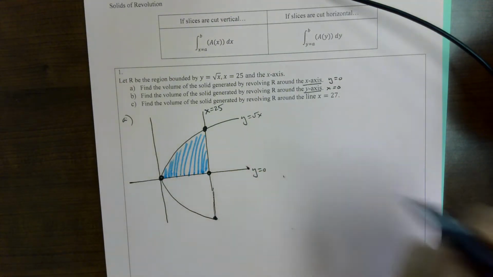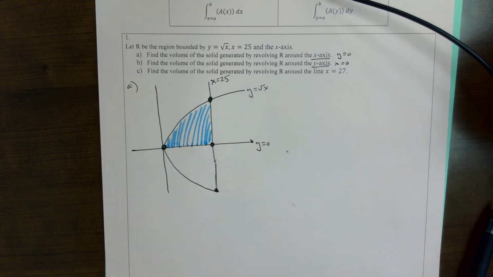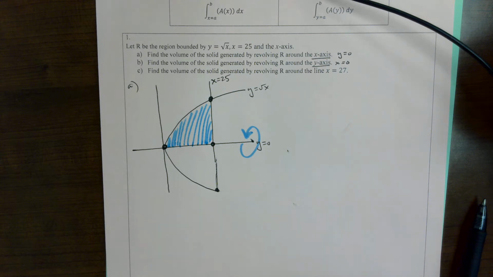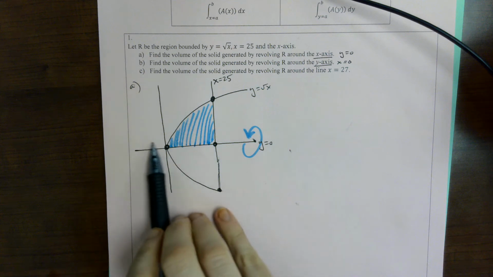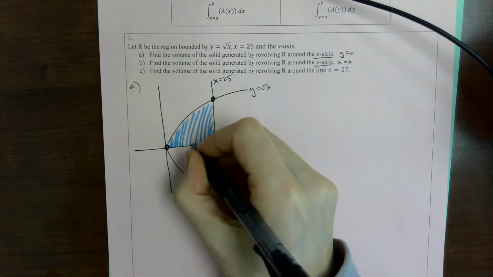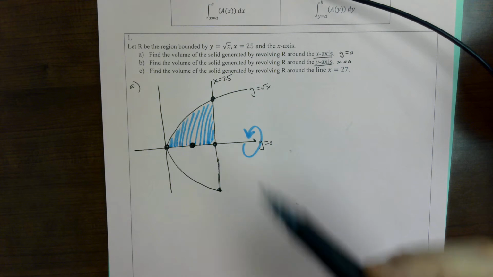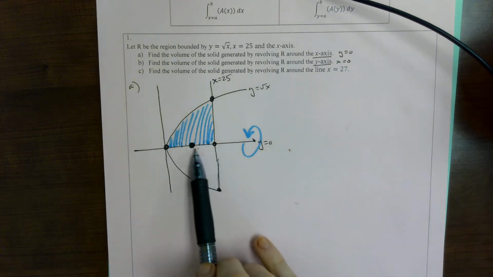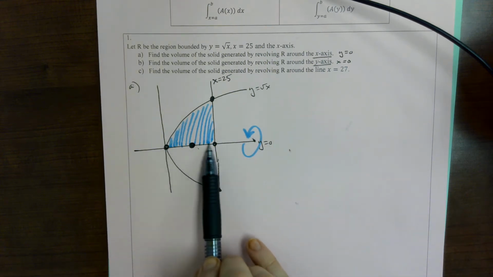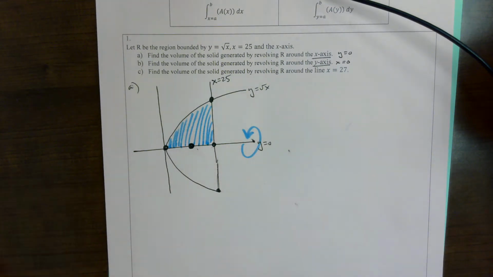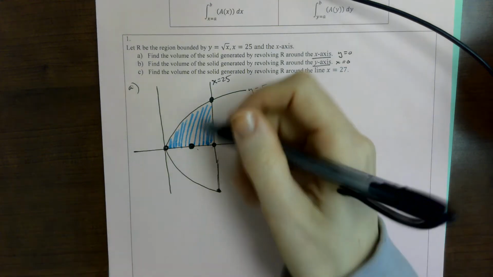All right, and so we're revolving around that right there. So that's spinning and spinning and spinning. Now I go to the axis of revolution. This is the axis of revolution, so that's going to be the center of my circle. I know it's going to be a disc and not a washer because there is no empty space between the axis of rotation and the region we are rotating. If there's no space, you're getting a disc and not a washer.